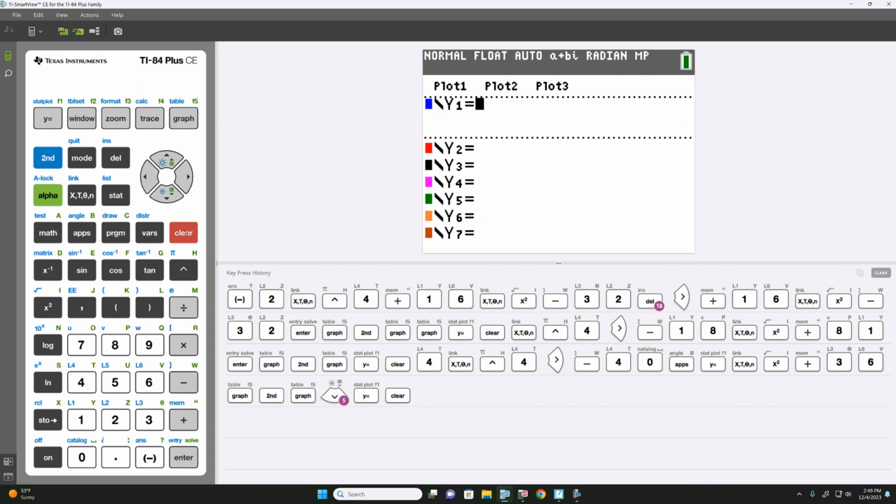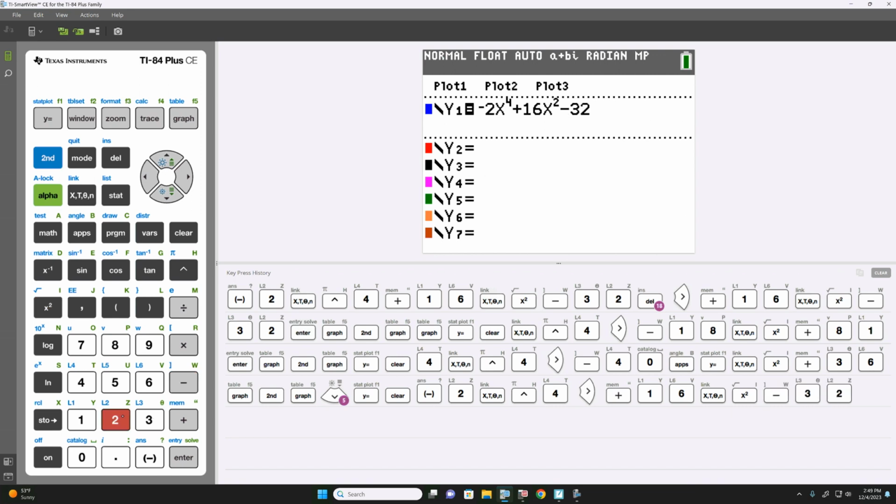The first thing we're going to do is graph the polynomial function. So for us here, we have y equals negative 2x to the fourth. To pull this up, the first thing we need to type in is y equals. So we hit y equals, and then negative 2x to the fourth, plus 16x squared minus 32.